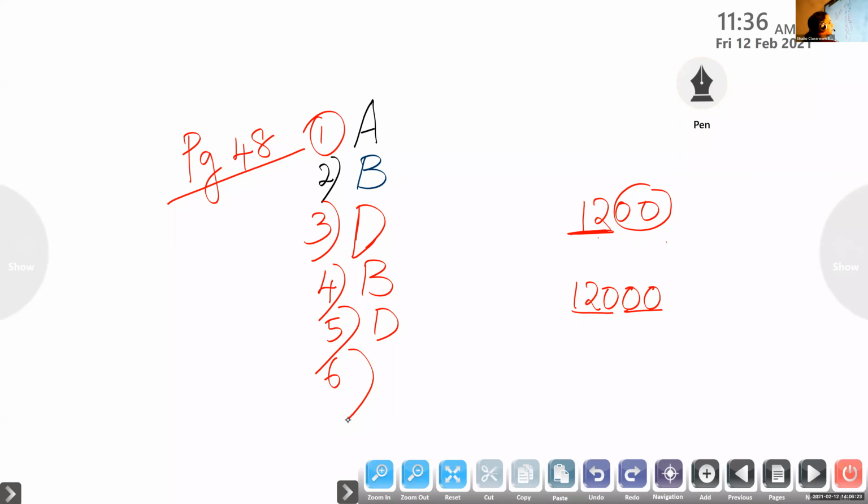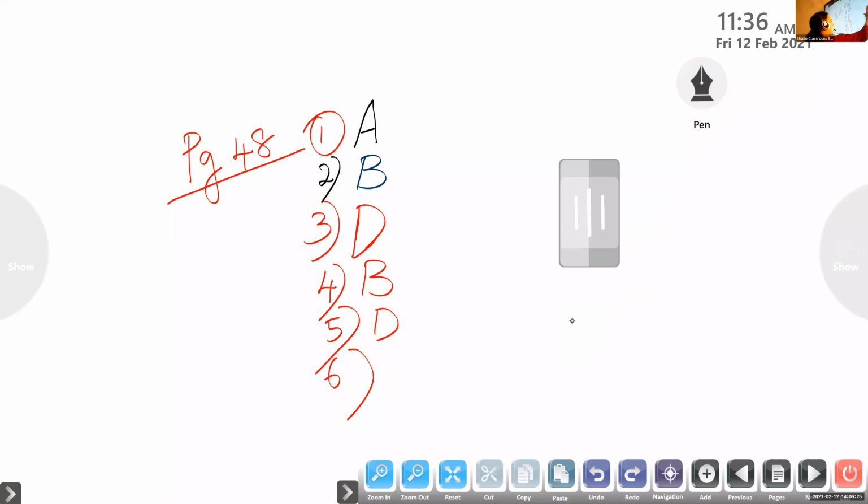Tanvi. Ma'am, Question number 6. To convert paise into rupees and paise, we divide the number by 1,000.